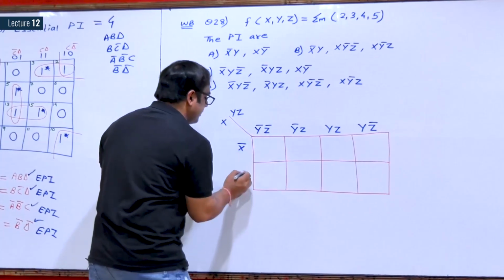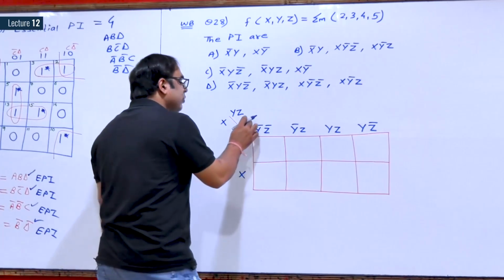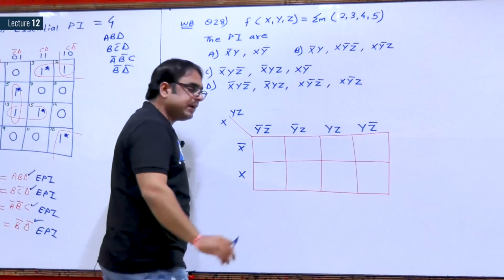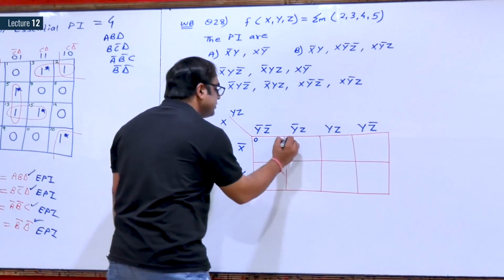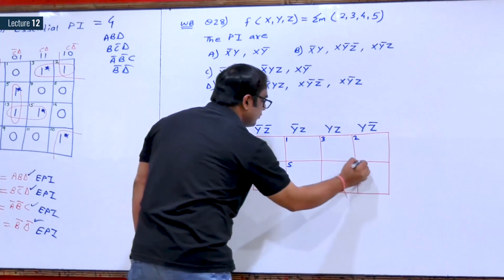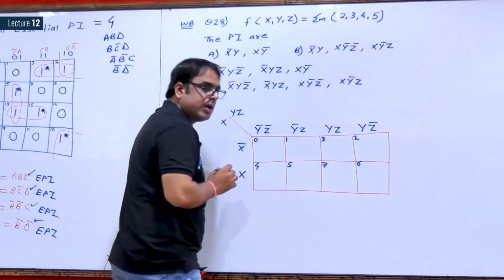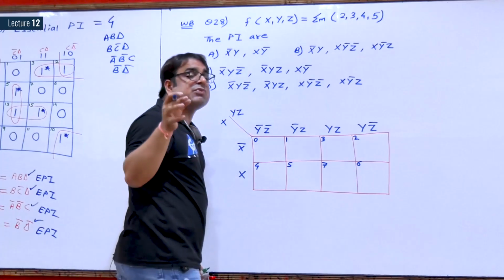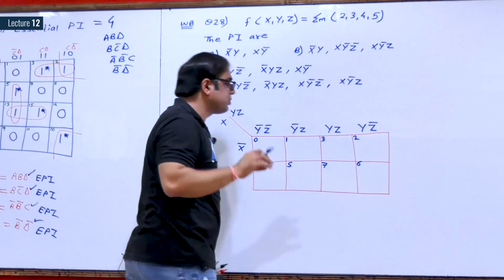This is x complement and this is x. Y complement z complement, y complement z, y z, y z complement. Cell numbers are 0, 1, 2, 3, 4, 5, 6 and 7. The question asks for prime implicants. For our practice, we will find essential prime implicants also.